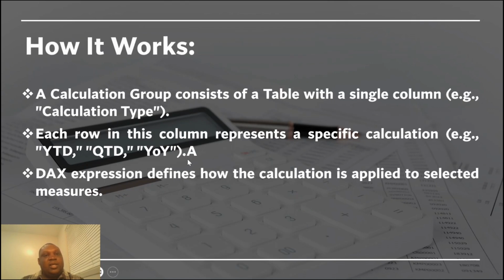Let's go ahead. How does it work? A calculation group consists of a table with a single column, for example, calculation type. Each row in this column represents a specific calculation, for example, year to date, quarter to date, year on year, etc. It means that the calculation group consists of a table with what? A single column, right? And each row in this column represents different calculations, right? Now, that expression defines how the calculation is applied to selected measures. It means that you have to write a DAX expression that will define how this calculation is applied to the different measures that you have in your model.